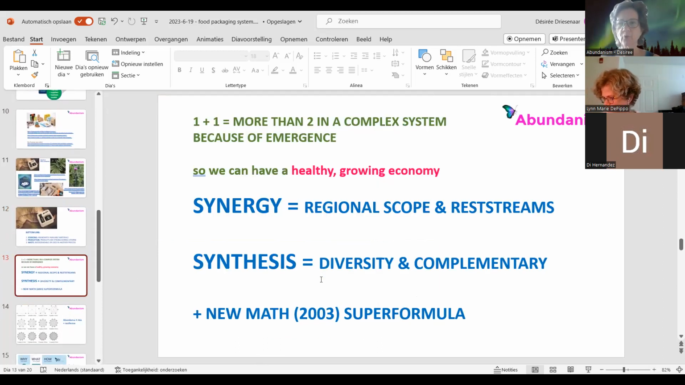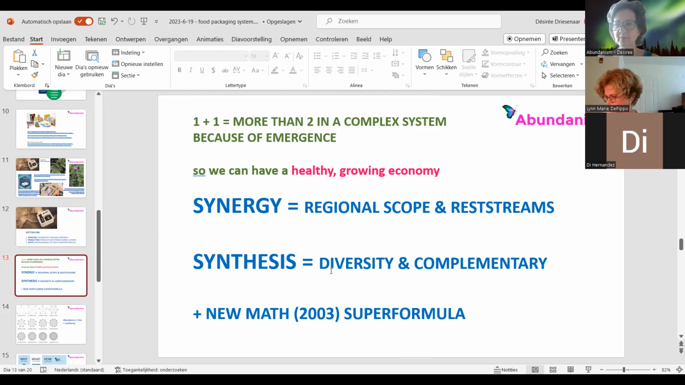How can you have a growing economy in this, a healthy growing economy? Well, I think, Lynn Marie, you know that in a complex system, 1 and 1 is more than 2. You have emergence. So in some unexplainable ways, it's always more than that, especially if you can tie the things together and you use the space in the system.